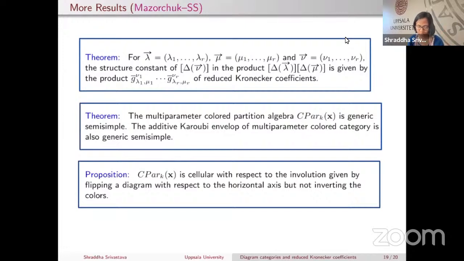And this result about the cellularity actually follows from the general methods. We did not have to do too much. But since for the partition algebra there have now been several proofs, I thought to say this result.